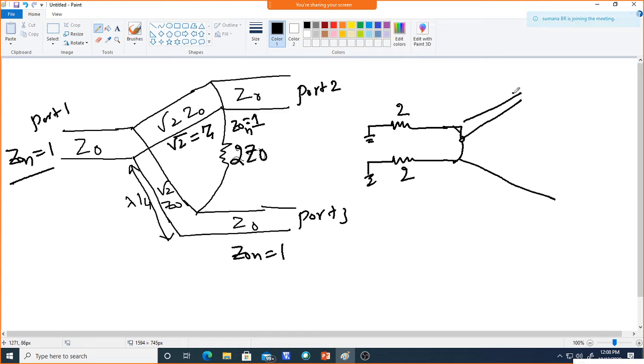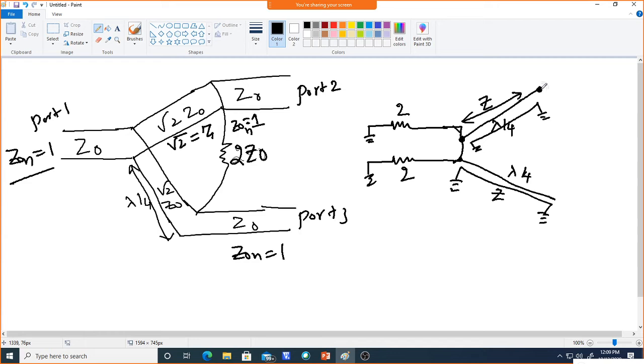So this will be having Z, we have defined it as Z, and it will be having the length of lambda by 4. Okay, and this will be also grounded, and here also it will be grounded, and it will be having a lambda by 4, which will be having a value of Z. So now this is one point and this is another point here.